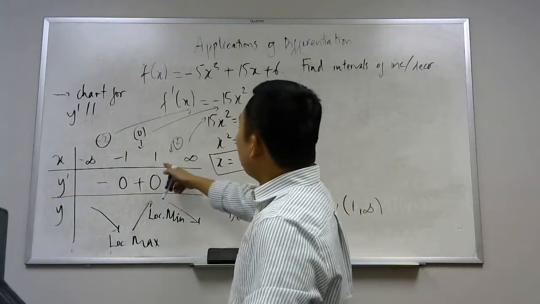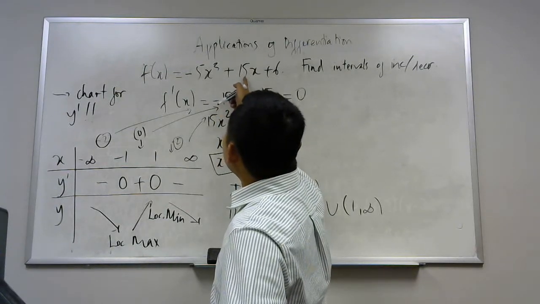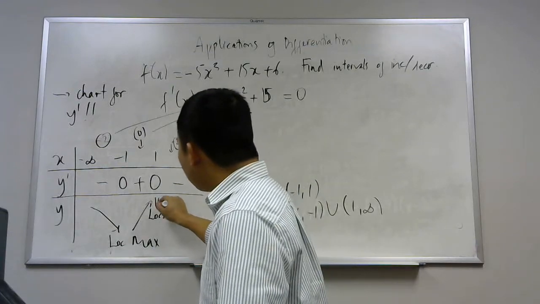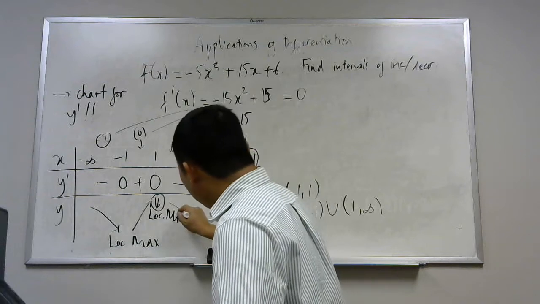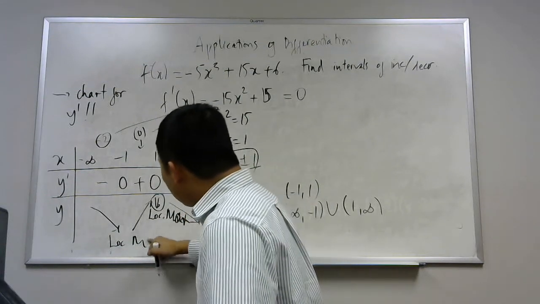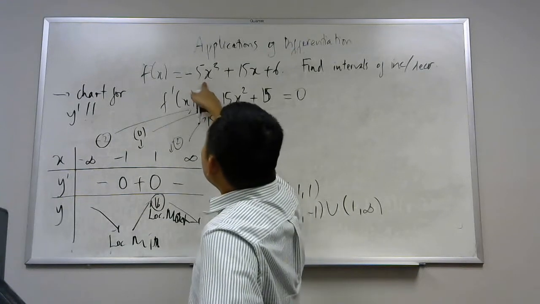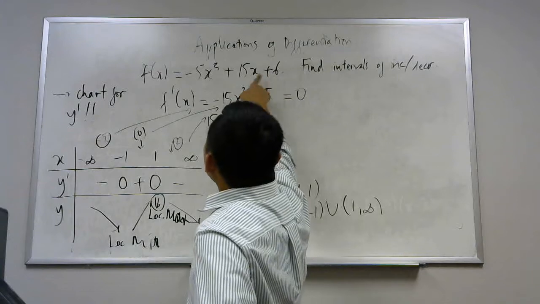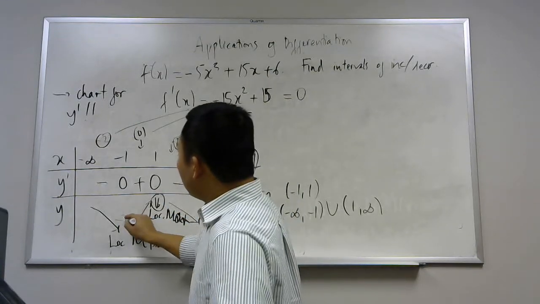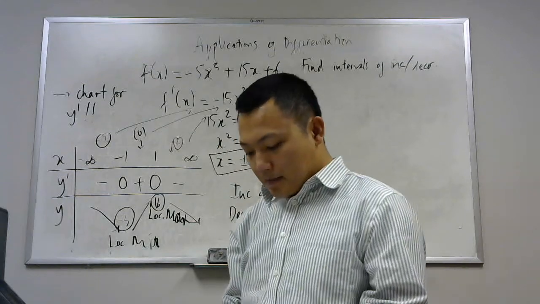For example, you plug 1 into this, you get negative 5 plus 15 is 10, 10 plus 6 is 16, right? So 16 is your local maximum. Oh, sorry, here's local maximum. Here's local minimum. So negative 1 into this, you get 5, 5 plus 6 is 11... so 6 plus 6 is 12, 12 minus 15 is negative 3. So negative 3 is your local minimum. Is it?